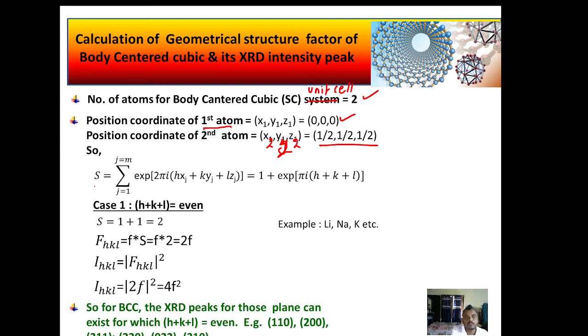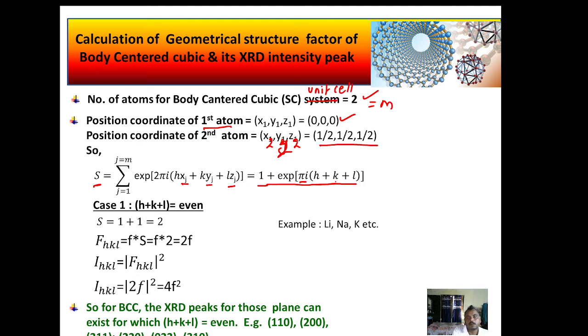Now if we go for the structure factor calculation, the summation will run from j to m, and m is equal to 2 here. So this summation will give us two terms. The first term will obviously be 1, because you are putting x1, y1, z1 at 0, 0, 0. For the second one, if I put half here, then you can take half common, and this half will cancel with the 2 here. Then we will get exponential pi i times h plus k plus l. So this is the overall expression for structure factor: 1 plus exponential pi i (h plus k plus l).